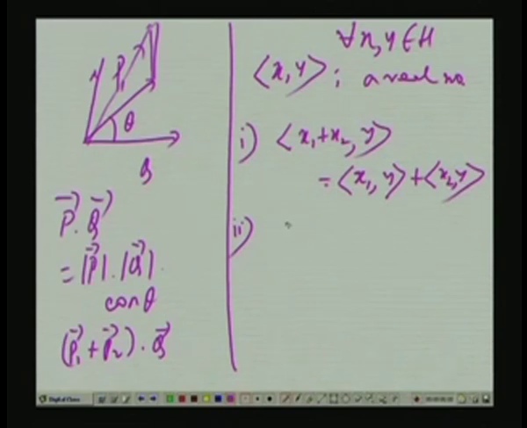Okay. Secondly, the inner product between x and y and between y and x should be conjugates of each other. This is a complex number, but we are dealing with the real case. So for real numbers, the conjugate has no meaning. So, for our case, x comma y and y comma x are the same.